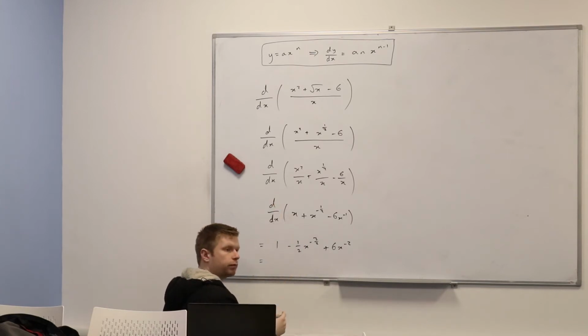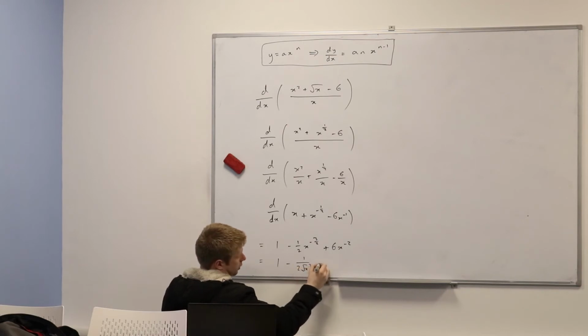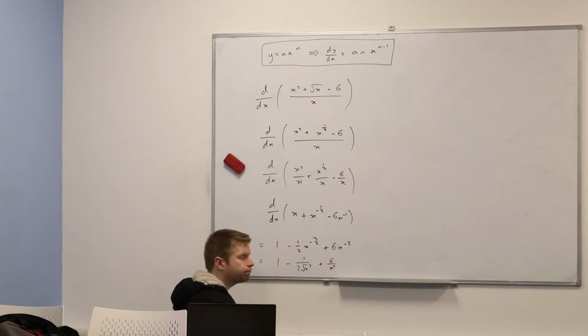so with roots and fractions and things. Yeah. So you have 1 minus 1 over 2 root x to the power of 3 plus 6 over x squared. Is that okay?